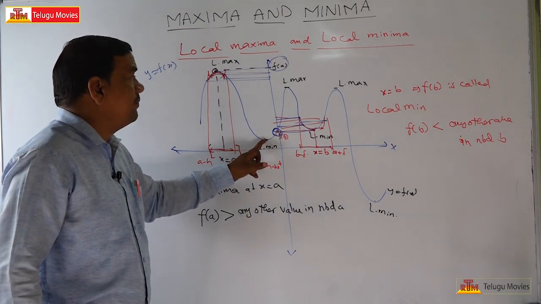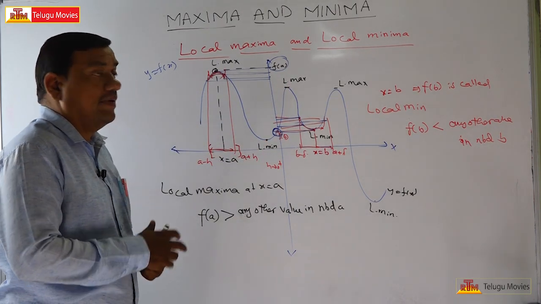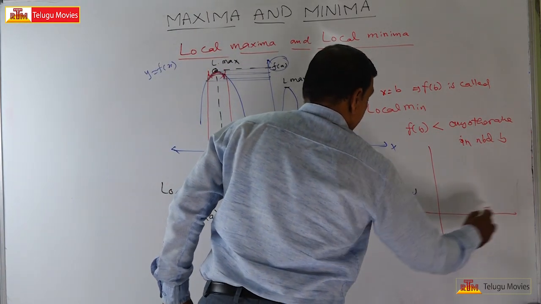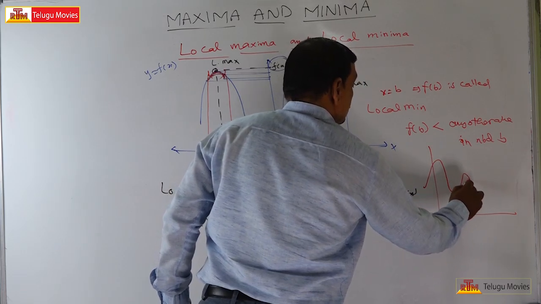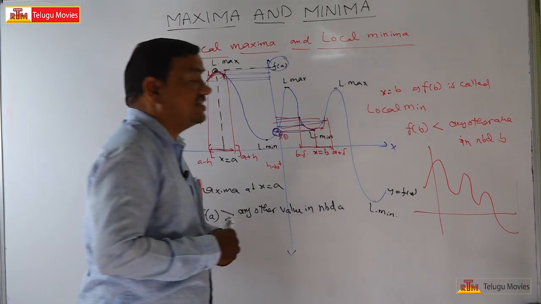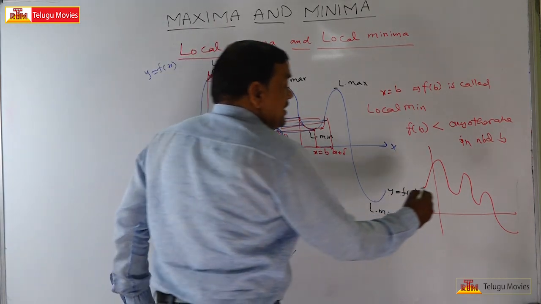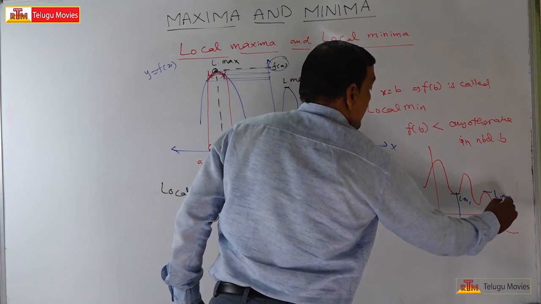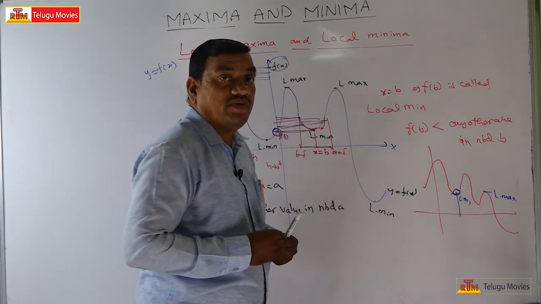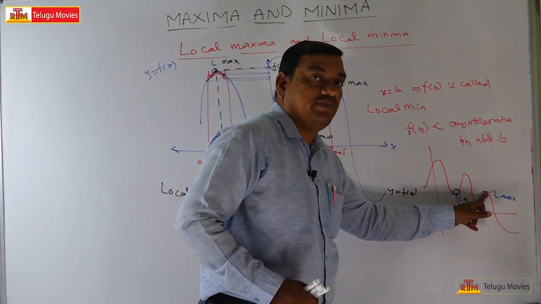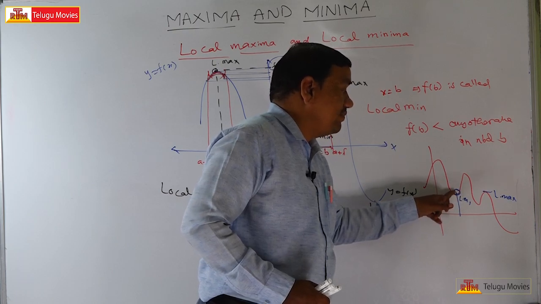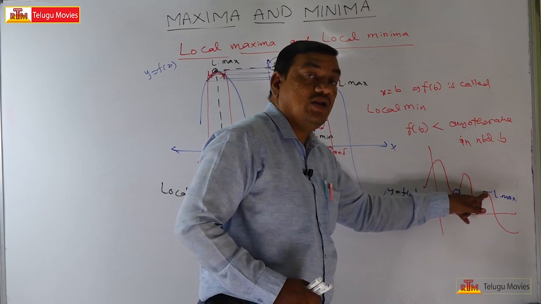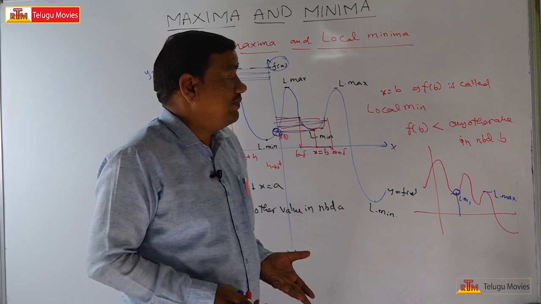Sometimes there is a local minimum, a local maximum, and a local minimum. Sometimes, and here is one very important point, there is a function like this. Observe here: this is a local minimum and here is a local maximum, and the local minimum is greater than the local maximum. Understand? Sometimes it may be possible.